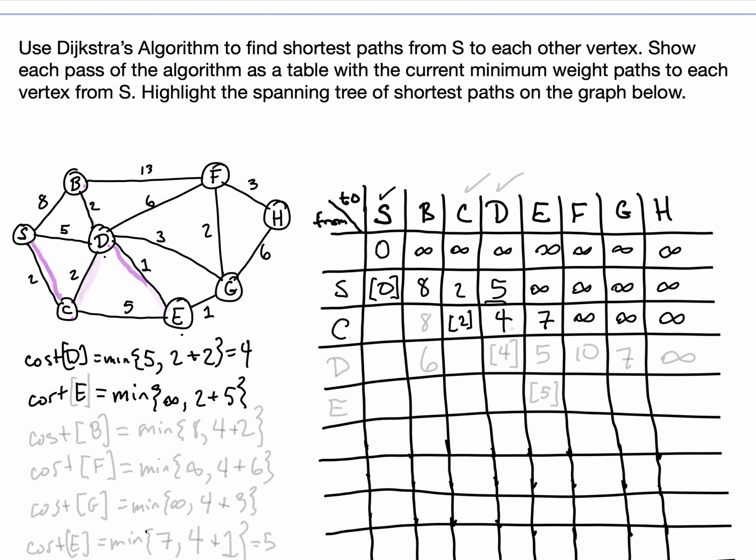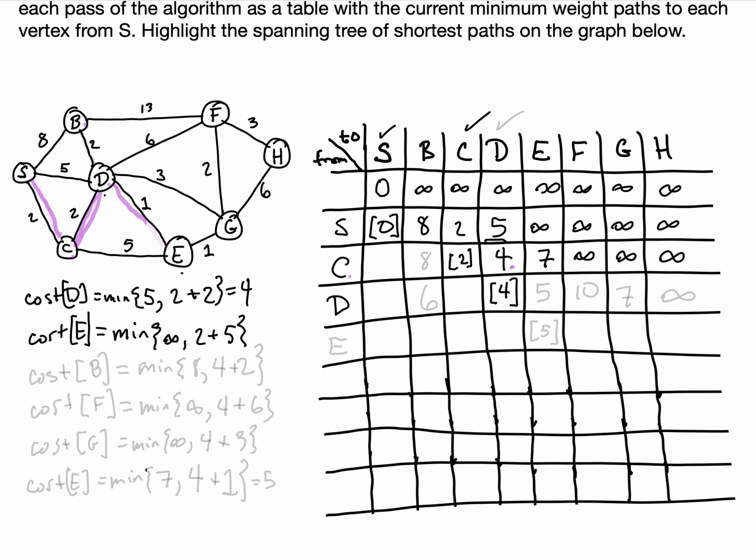And now C has been processed. So C has now been processed, and so we can bring down a new vertex of smallest cost that has been thus far unprocessed, and that would be D. So we are going to process the vertex D next. Since we're processing D, we also know that we have now the minimum weight path from S to D. We add the edge where D was most recently updated, which is the edge CD. And so we're adding that edge, and now this purple path is the minimum weight path from S to D.